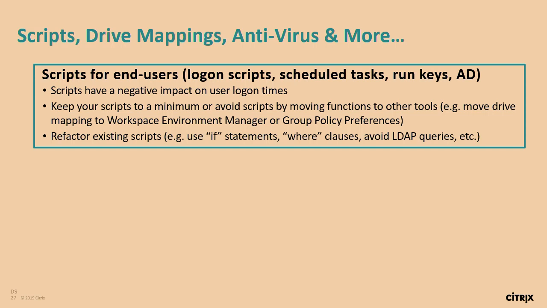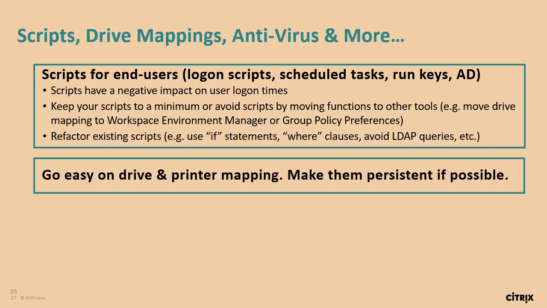If you do use scripts, always try to optimize them as much as possible. That also means that you sometimes have to refactor existing scripts, take a look at the existing ones. They may contain some functionality for an older version of your Citrix product. It may be that they don't use if statements or, for example, where clauses. If you do a WMI check, then make sure to optimize this type of query using where clauses.